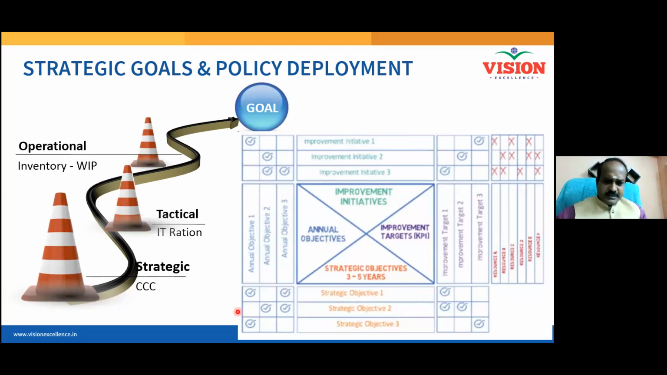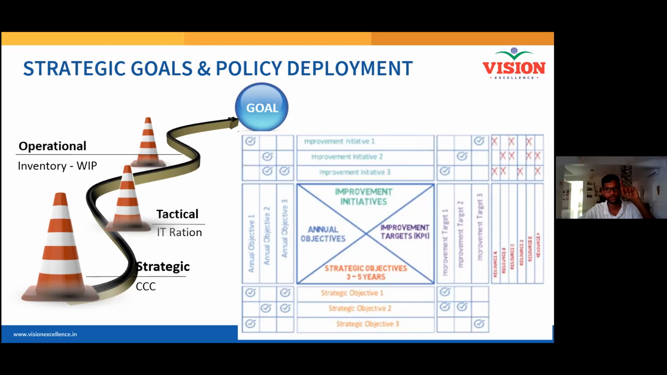And see here, some markings are done. What does it mean? There is a tick mark here. It means your strategic goal number 1 is connected with the annual goal number 3. And now annual goal number 3 is connected with improvement project number 3. So do you see an alignment here?